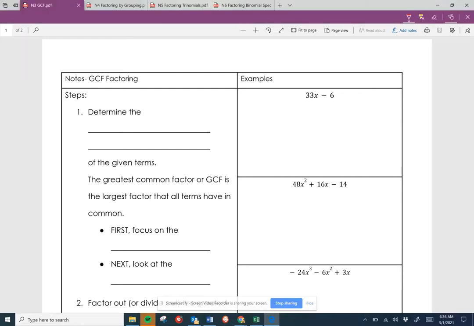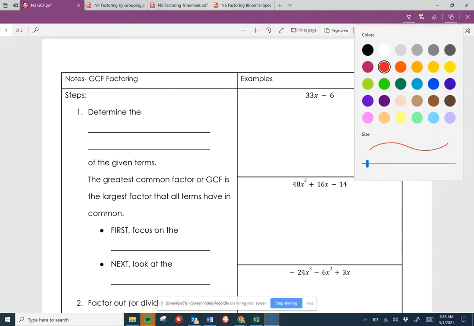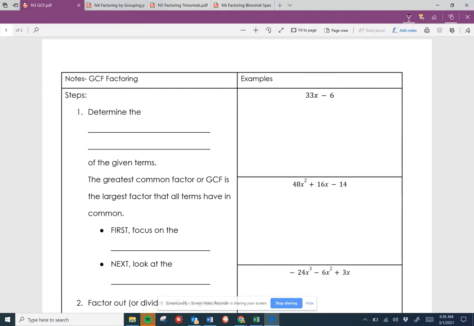Today we're going to be talking about how to factor out the GCF, or the greatest common factor of a given expression. So the first step is going to be to determine the greatest common factor, which we generally abbreviate as the GCF. Okay? The greatest common factor is the largest factor that all the terms have in common.